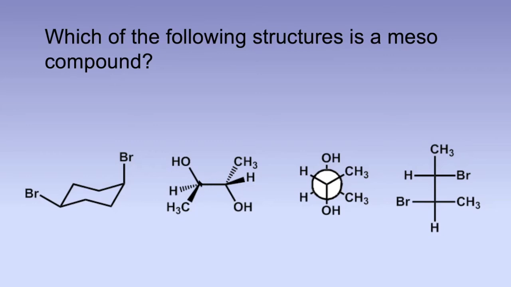So we have RS. In order to have a meso compound, we're going to have 2 stereocenters that are the mirror image, which means we have R and S. You can also have SR, that's meso, but this one right here is RS, and it is therefore meso.